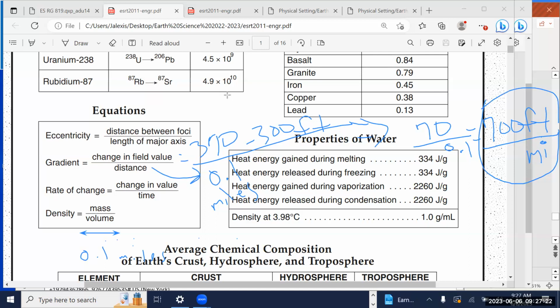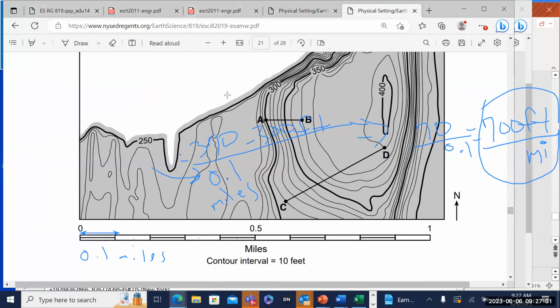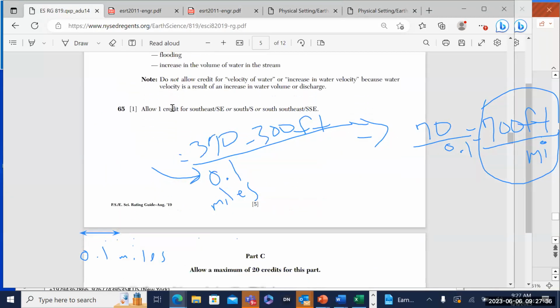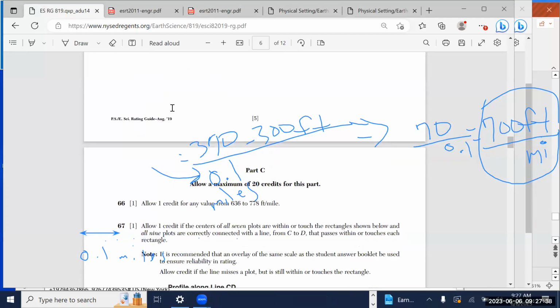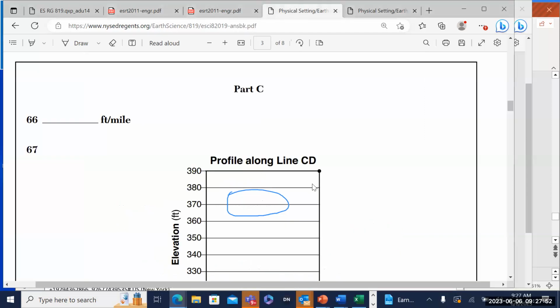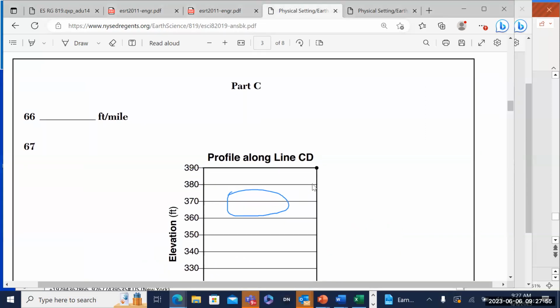Now, your numbers could be a little bit different, if you use 0.12 or 0.13. So here are the answers that are acceptable that you could have gotten. The reference tables would have allowed any answer from 636 to 778 feet per mile. Now, usually you would have to include units, but the answer booklet already provided the units for you right here.